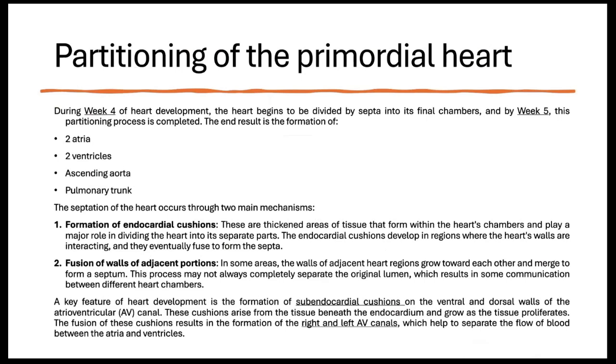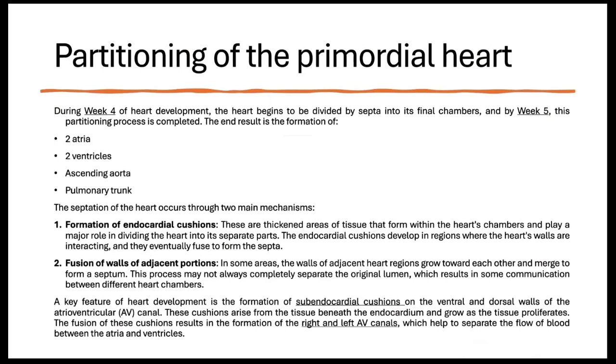These endocardial cushions arise in the regions where the heart walls are interacting with each other so that they can come there and separate those interacting heart walls to form four distinct chambers. The next one is the fusion of the walls of the adjacent portions. So basically what happens here is that the walls of the heart, which are present around it, grow towards each other. They merge to form a septum.